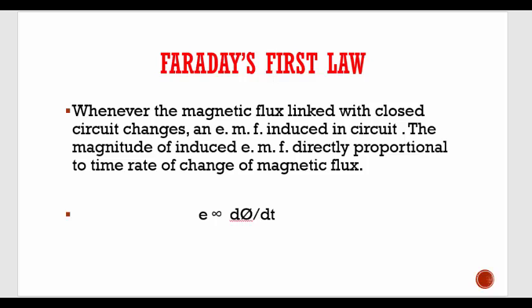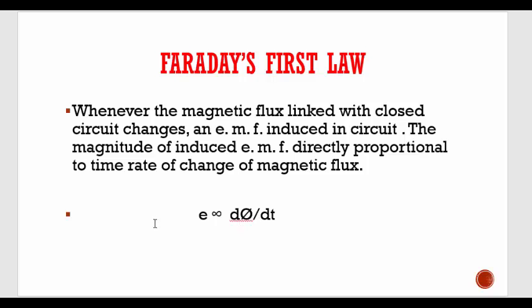In this mathematical expression, you can see E represents the induced EMF, proportional to the rate of change of magnetic flux. Rate of change means that a quantity changes with time. So d by dt represents the rate of change, and phi represents the magnetic flux.